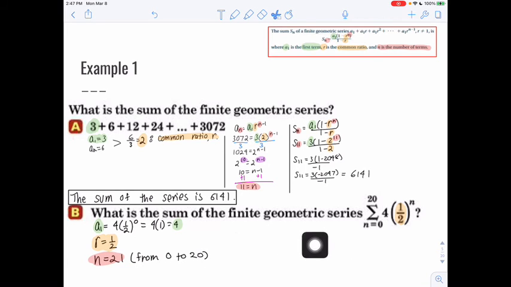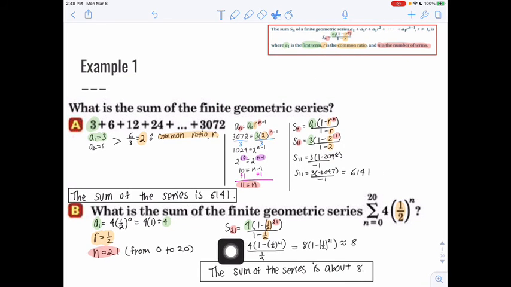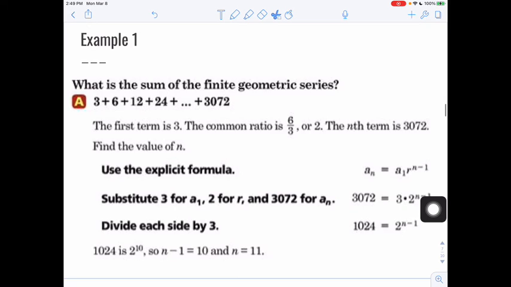Now we can use the formula above to get S sub 21 equals our initial term 4 times 1 minus our common ratio 1/2 to the nth power, which is 21, all over 1 minus r, which again is 1/2. This gives us 4 times 1 minus 1/2 to the 21st power divided by 1/2, since 1 minus 1/2 is 1/2. We can simplify this a little bit. Since 4 divided by 1/2 gives us 8, we now have 8 times 1 minus 1/2 to the 21st power, and if you plug this into a calculator, you get about 8. Therefore, the sum of the series is about 8. The work for this problem is written out on the next few slides.